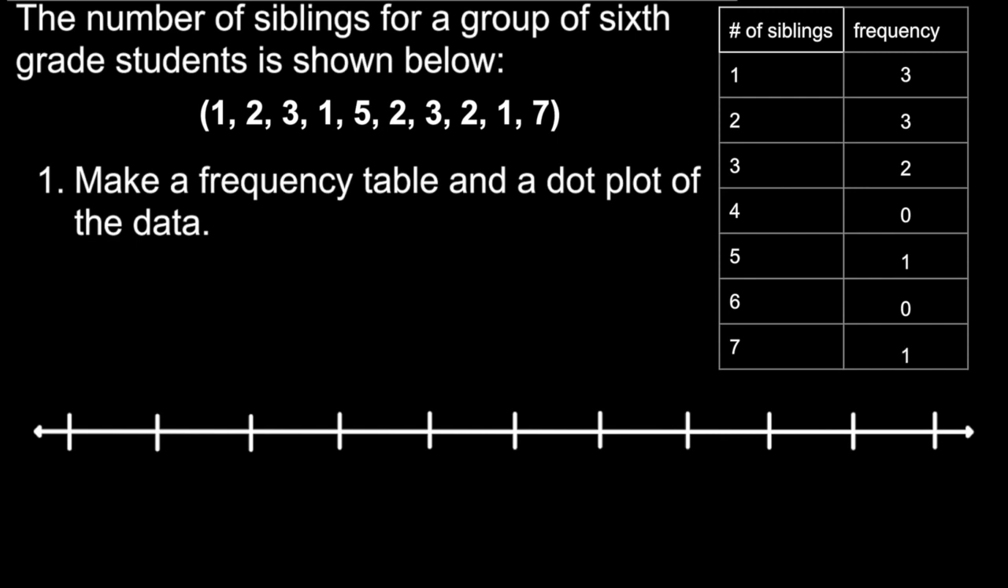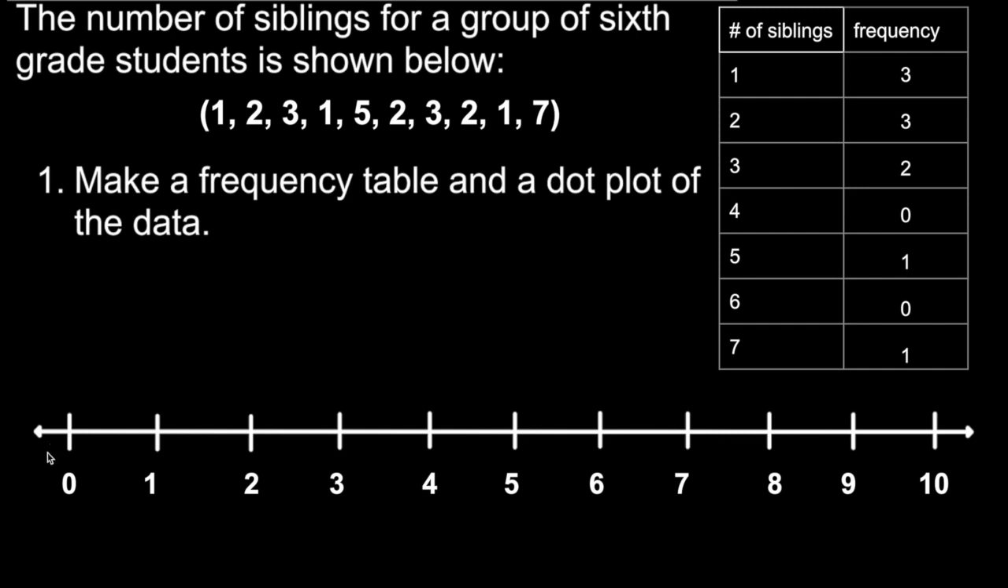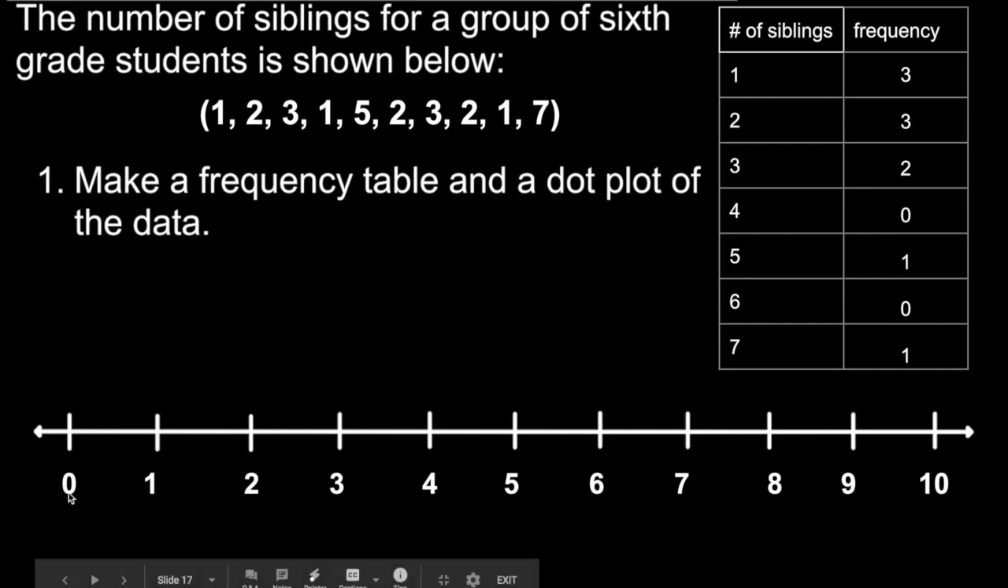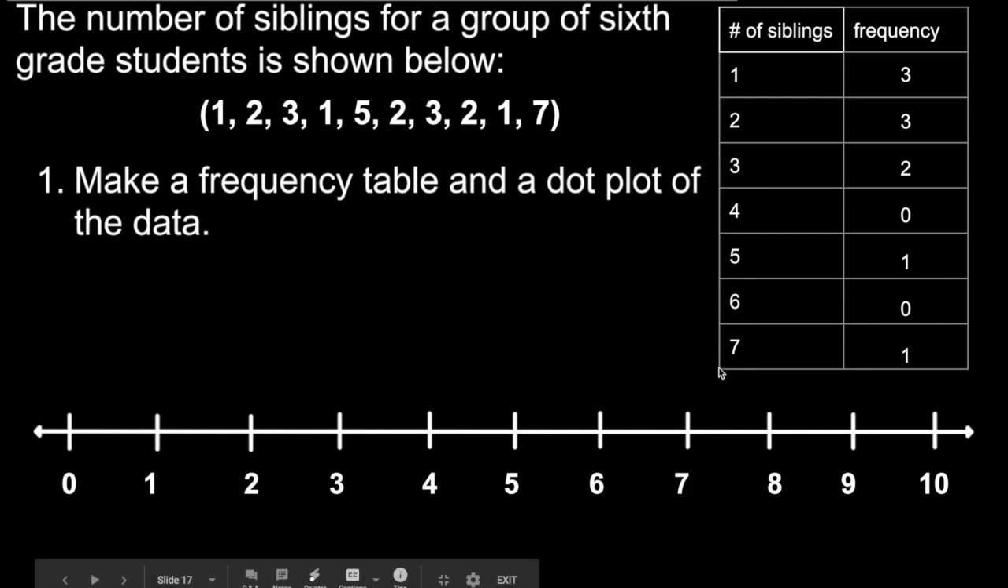I think you guys are familiar with dot plots from 5th grade, but we're going to review them briefly, so bear with me. So I'm going to start with a number line. I'm going to go ahead and number my number line. So I decided to start my number line at 0 because if I was an only child, that's the smallest possible number of siblings I could have. And then I just numbered my number line until I got to the end of it. I need to make sure that it goes at least to my maximum.